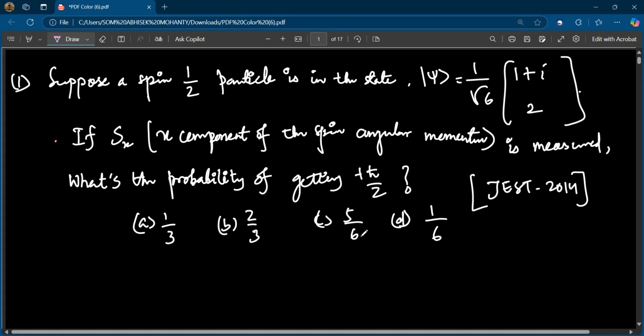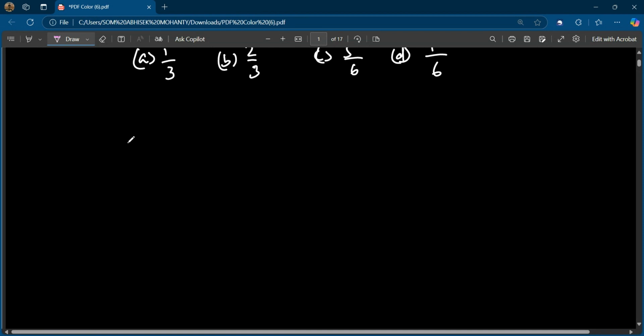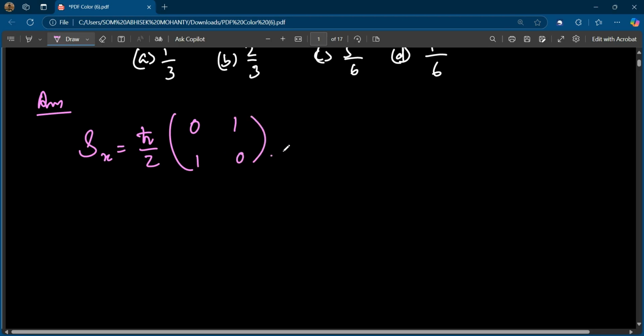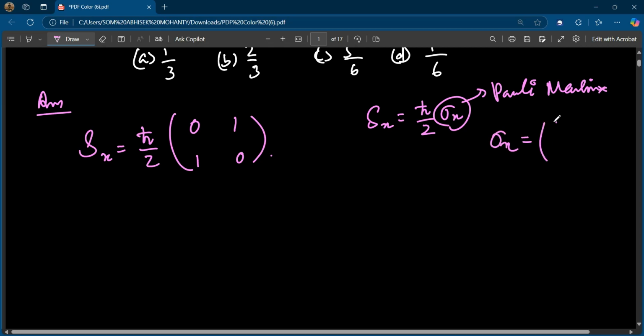Okay, let me solve this question. You can pause the video if you're still solving it. So, first of all, what is Sx? The matrix form of Sx is h cut by 2 times (0, 1, 1, 0), because Sx comes from h cut by 2 sigma x, where sigma x is the Pauli matrix, and we know Pauli matrix X is (0, 1, 1, 0). So Sx is equal to h cut by 2 times (0, 1, 1, 0).